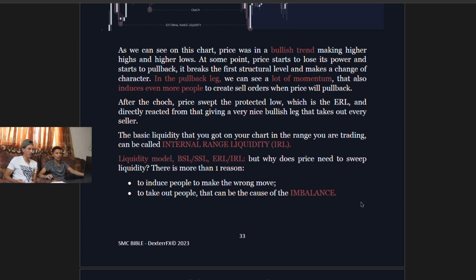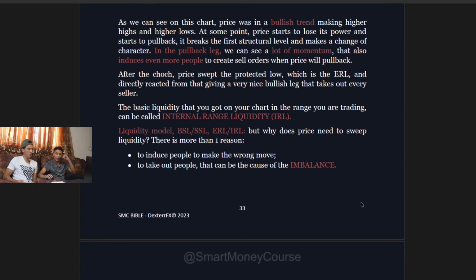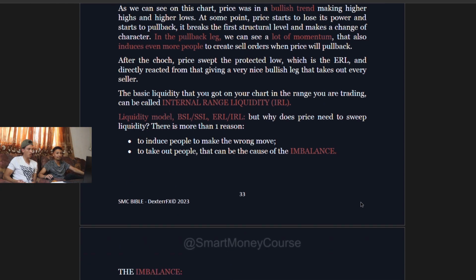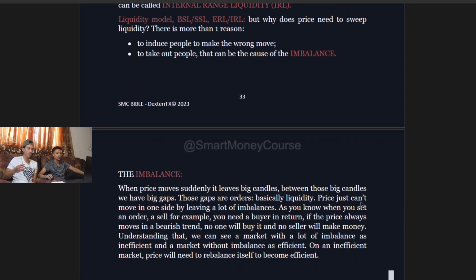There is more than one reason. To induce people to make the wrong move, to take out people, that can be caused by imbalance. Okay, so that is the main reason for liquidity.